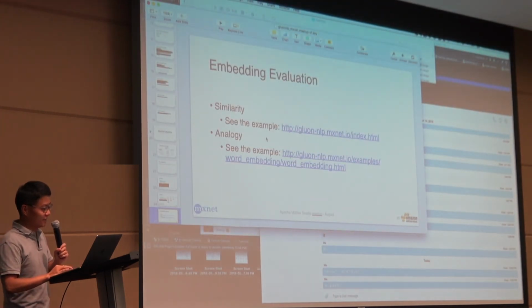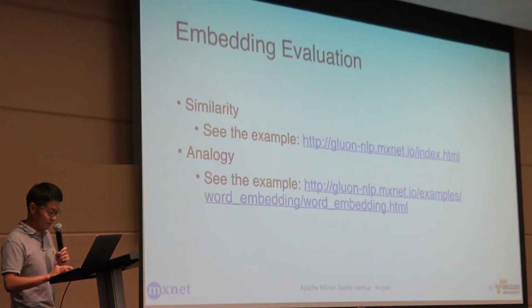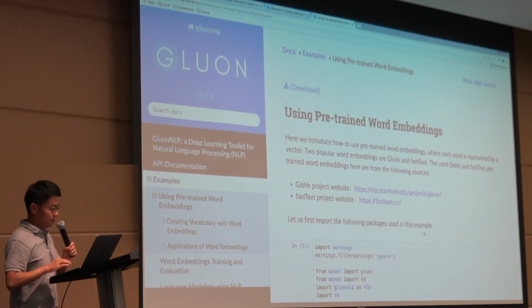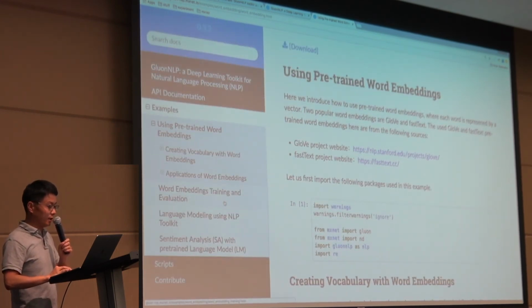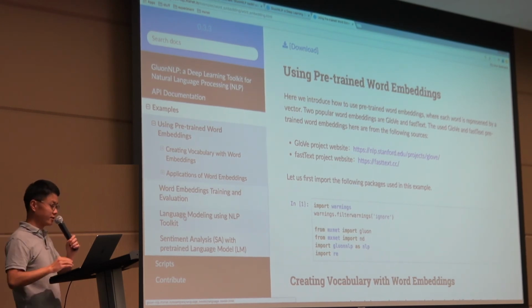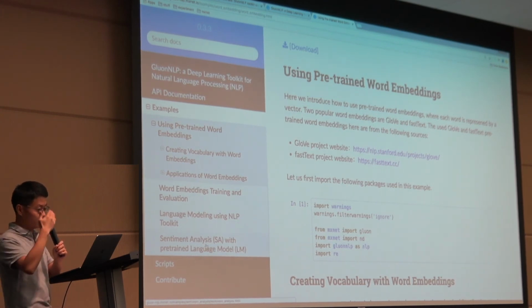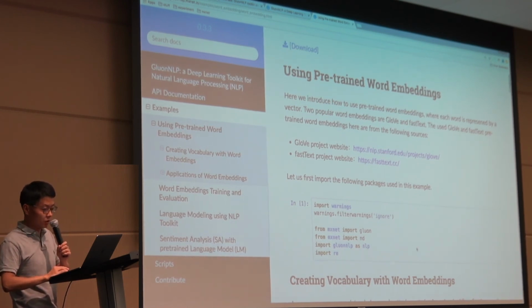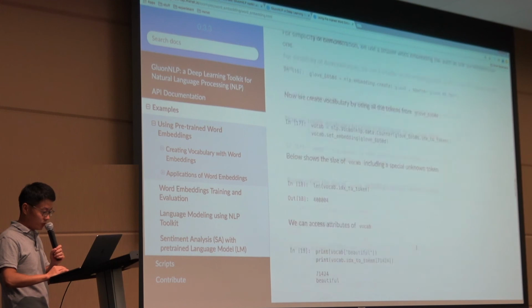So, analogy. Actually, this is also on the GluonNLP site. In the examples, you can see we have how to use word embedding, how to use word embedding training if you want to train your own model, and how to use language modeling. Some of the stuff I just covered is there. How to construct your own sentiment analysis to decide whether the review is positive or negative. So here, actually, I just want to show you this.